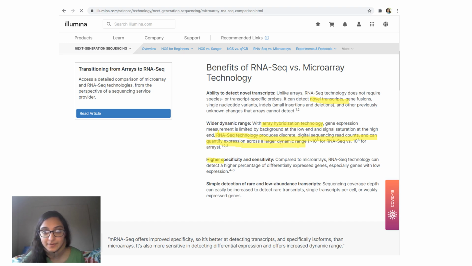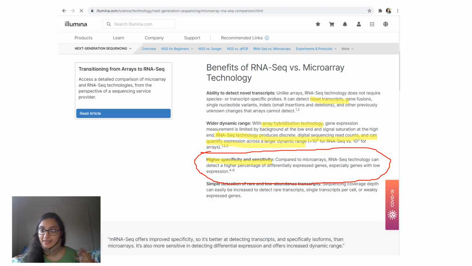And you'll see this term, higher specificity and sensitivity. You can detect a higher percentage of differentially expressed genes, even if they're low expression. You can detect them, and that's really cool. You can detect that with this modern technology: rare transcripts, single transcripts per cell, weakly expressed genes. You can even say maybe a gene's expression is turned on a little bit, and you can see and detect that using new technology.